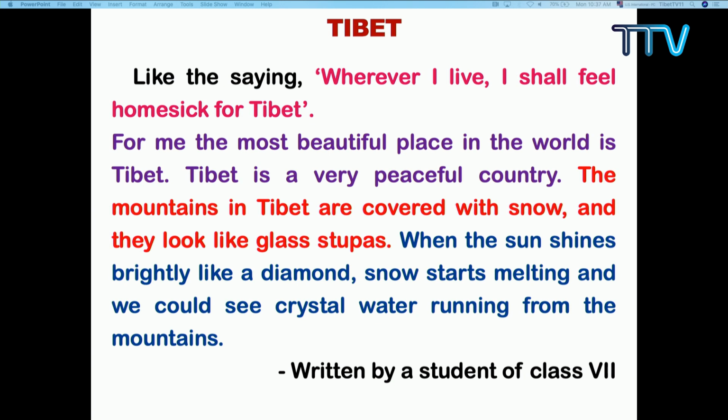Okay. So, up to here, if we break this sentence, this can be a complex sentence, isn't it? When the sun shines brightly like a diamond, snow starts melting. If we stop this sentence here, this will be a complex sentence. But then it is not complete here. It continues further. Snow starts melting and we could see crystal water running from the mountains. The second part, after the comma, is: snow starts melting and we could see crystal water running from the mountains.